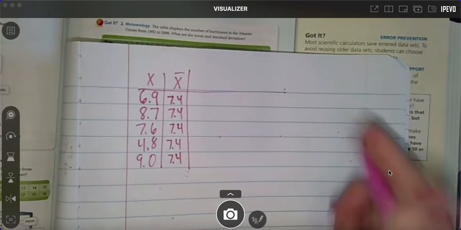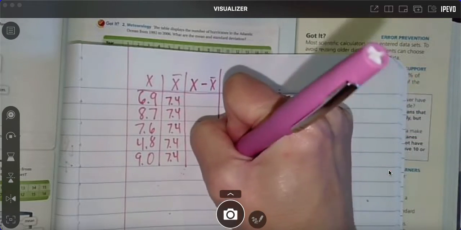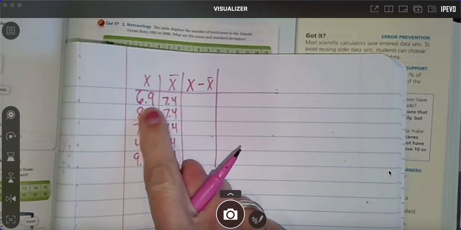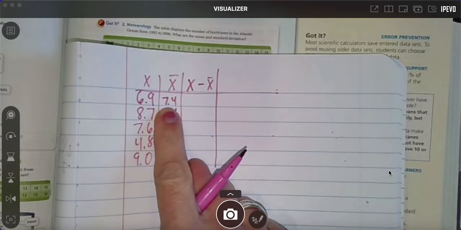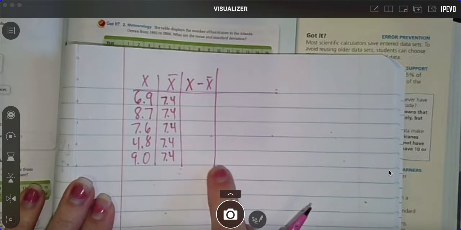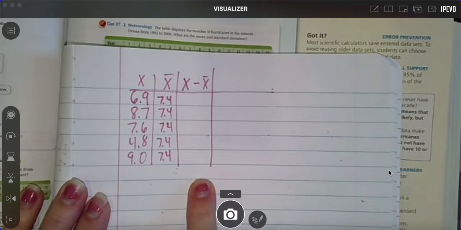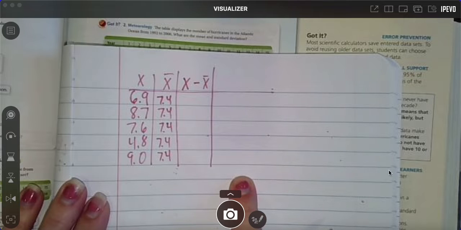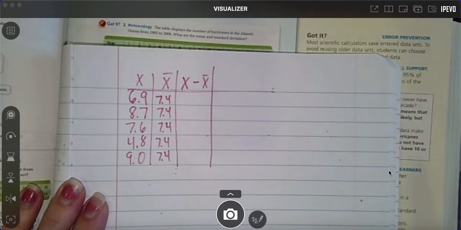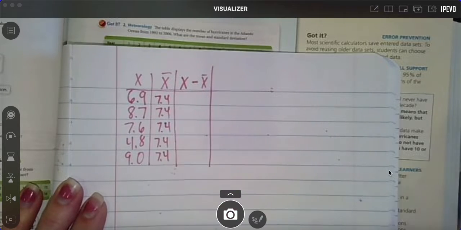Okay. Now, the next part is it wants us to subtract our X value and our mean. So we take our X value and subtract the average for each of these. So I would just do 6.9 minus 7.4. They're all 7.4, the average is 7.4. They do it in a table so you can see step by step. You have your X values, you find their average, now we subtract them. Next we square them, and then we add them all up, and that's it. It's a lot of steps, but all right. What is 6.9 minus 7.4?